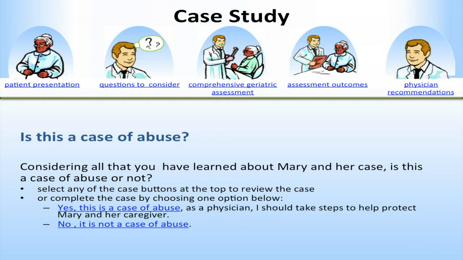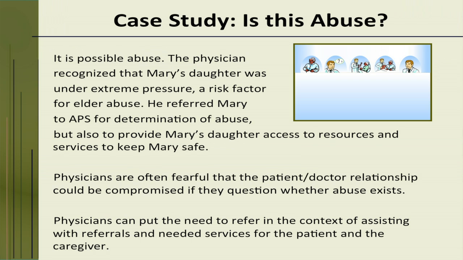So is this a case of abuse? Considering all that you have learned about Mary and her case, is this case abuse or not? It's possible abuse. The physician recognized that Mary's daughter was under extreme pressure, a risk factor for elder abuse. He referred Mary to APS for determination of abuse, but also to provide Mary's daughter access to resources and services to keep Mary safe.